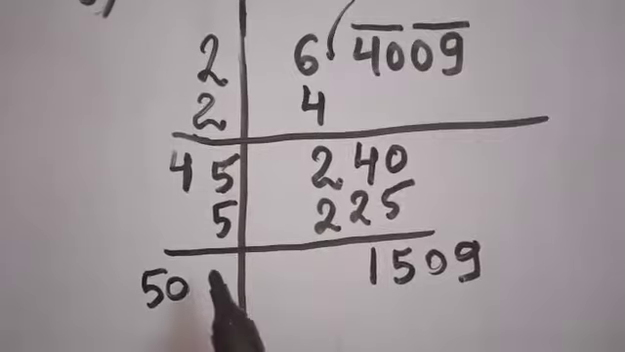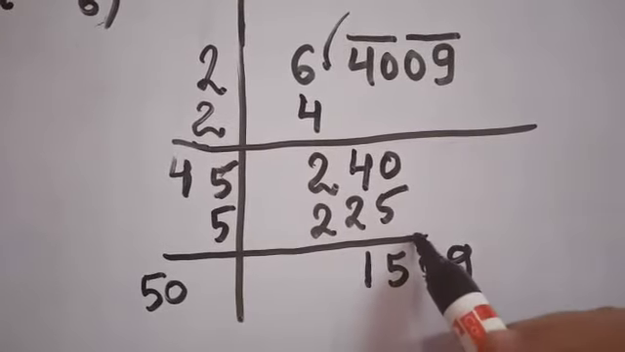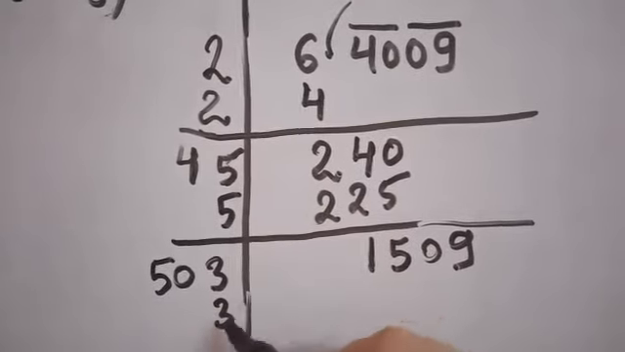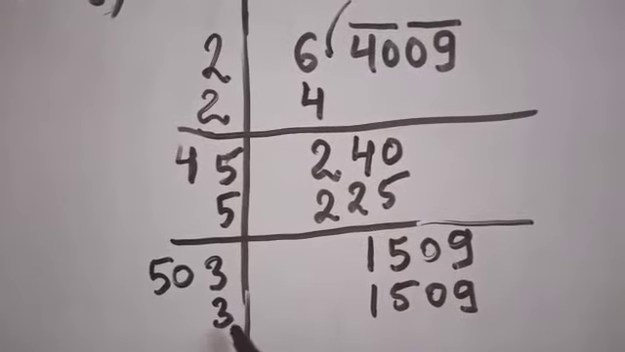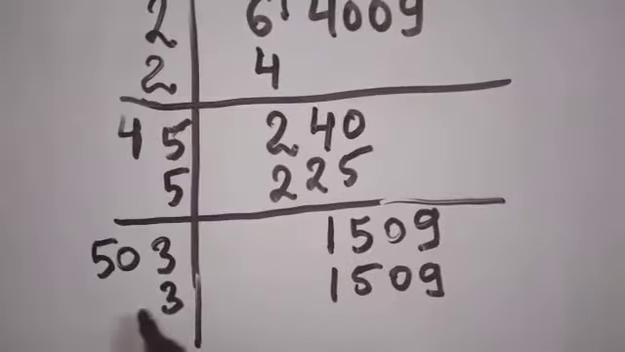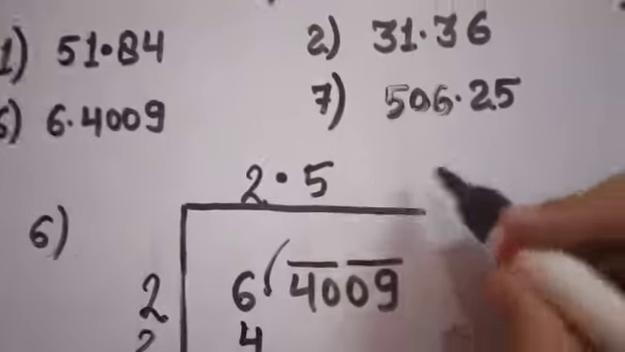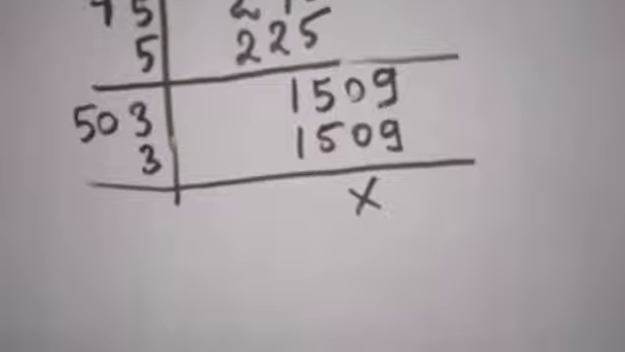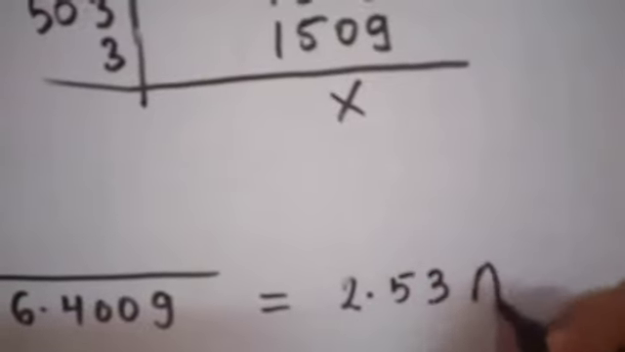Now we have to include a number here, and by the same number we will multiply to get 1509 or less than 1509. So we will include 3, and by the same number we will multiply, then we get 1509. 3 nines are 27, 3 zeros are 0, and 3 fives are 15. And after subtracting these we get 0, and the same number 3 we will write here. So the square root of 6.4009 is 2.53. Answer.